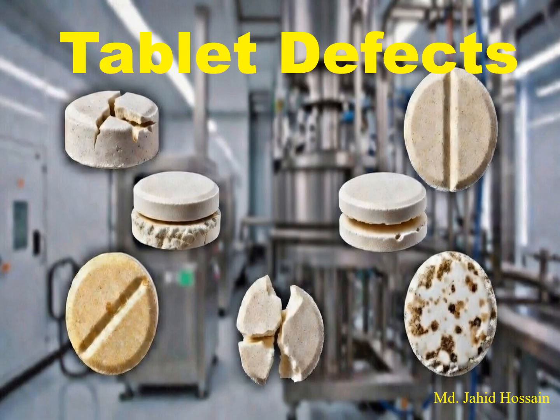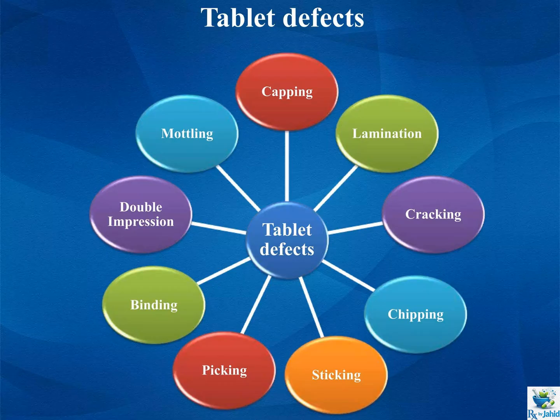In this video lecture, we'll learn tablet defects. So let's start. Tablet defects during pharmaceutical manufacturing are caused due to formulation or machine-related factors. These tablet defects include capping, lamination, cracking, chipping, sticking, peaking, binding, double impression, and mottling.